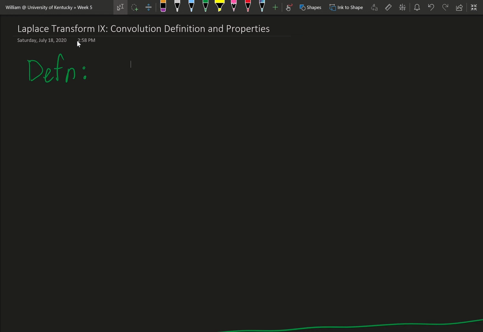All right, so welcome. In today's video, we're going to introduce the definition of convolution and discuss a few of its basic properties.